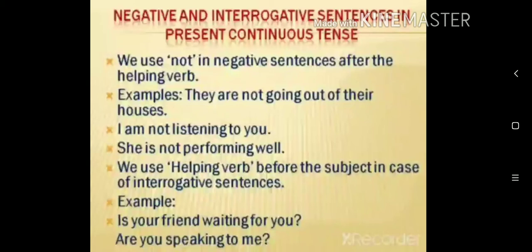We use helping verb, means is, am, are, before the subject in case of interrogative sentences. Example: is your friend waiting for you? Are you speaking to me?